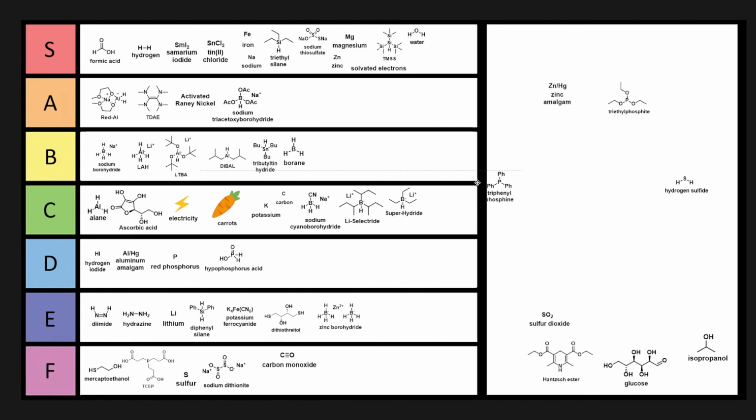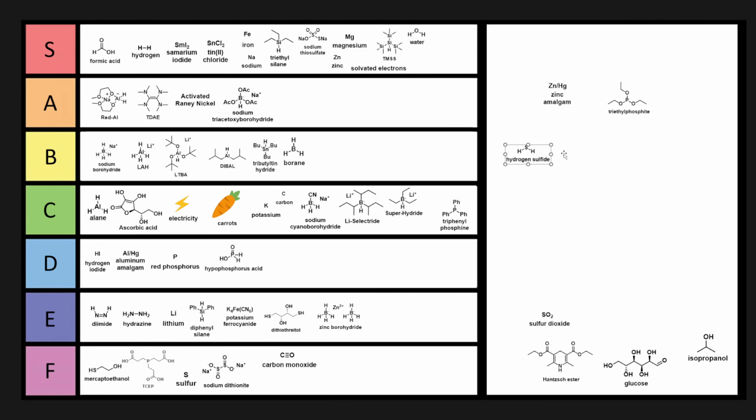Now, triphenylphosphine, it's used in so many reactions in organic chemistry. However, it's also used as a nucleophile, not just as a reducing agent. So for that reason, I think we're going to need to penalize it somewhat because it isn't a very selective reducing agent because it's a very good nucleophile. And so I think we better put it in C tier.